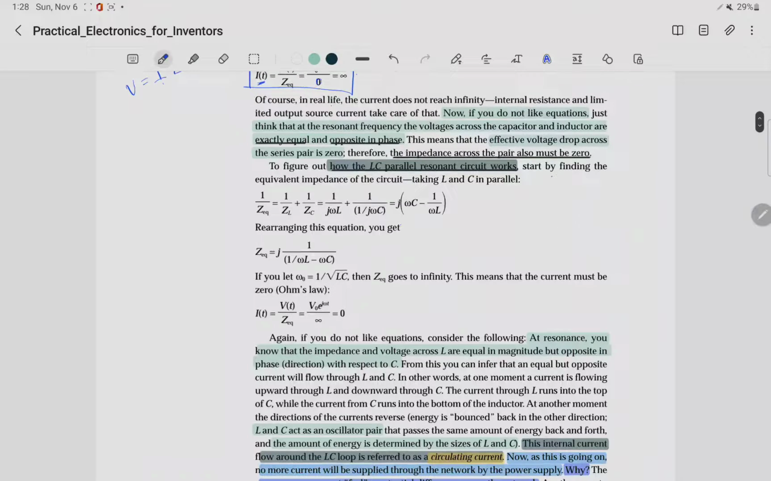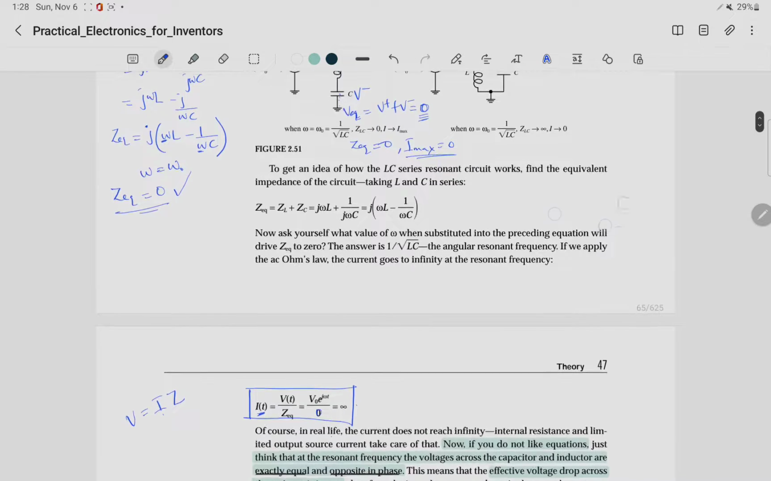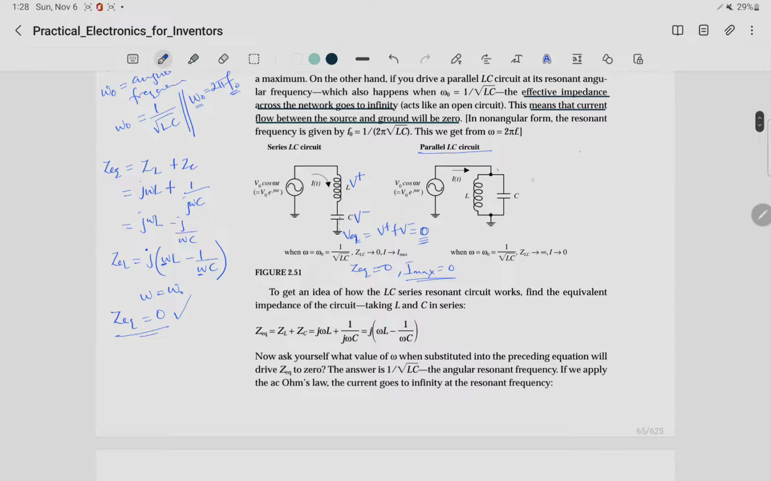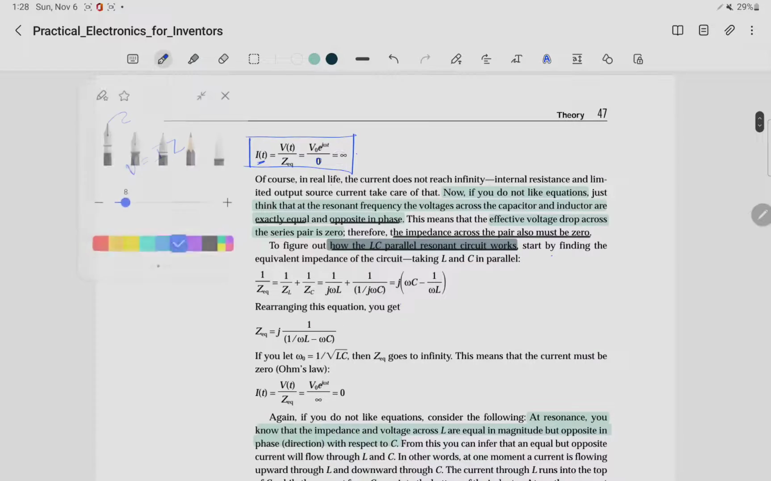So let's have a look at the parallel LC circuit and why its impedance is infinite, because for this, its impedance is infinite and it acts as an open circuit. So let's find the equivalent impedance for the parallel LC circuit.